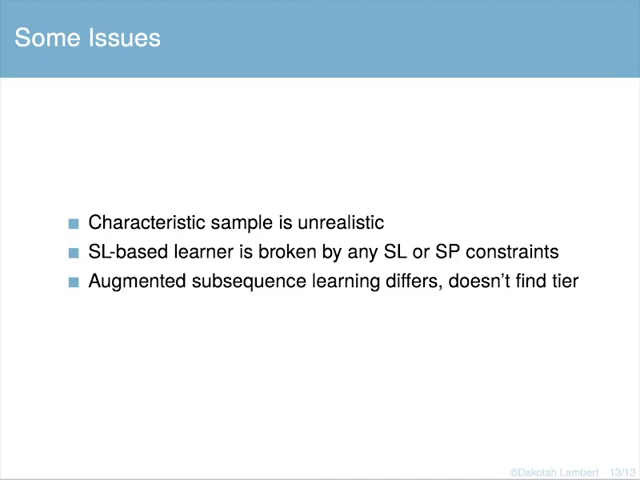It doesn't find the tier, but also when confronted with data that isn't pulled from a tier-based strictly local set, it doesn't necessarily guarantee that the result is a tier-based strictly local language. This contrasts with the SL and SP string extension learners, which always return an SL or SP superset of the target grammar.